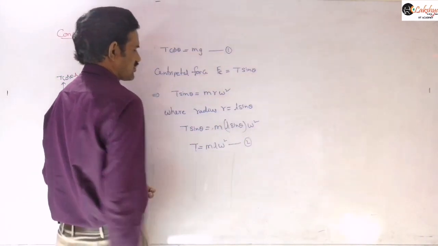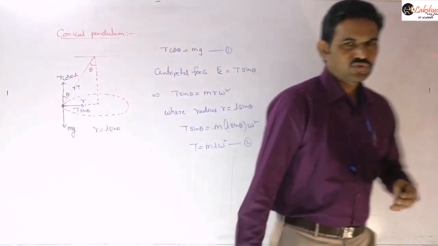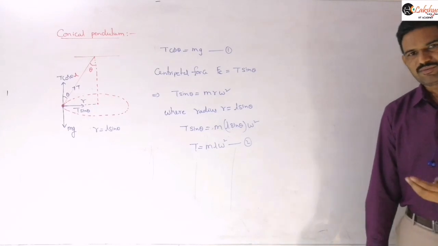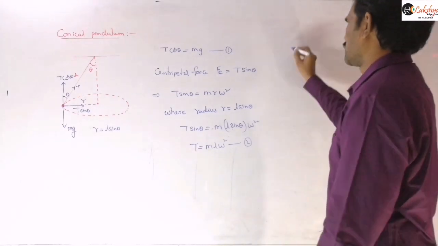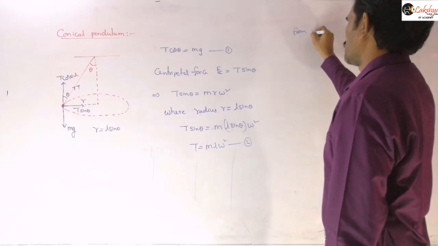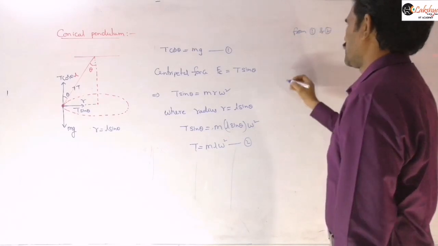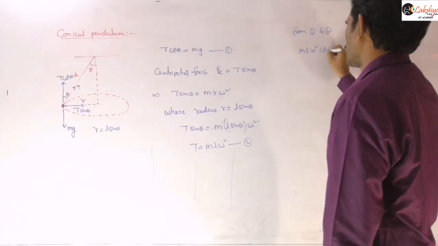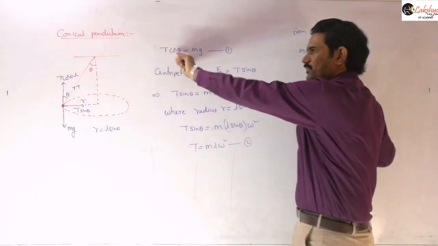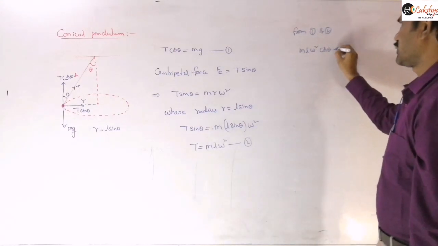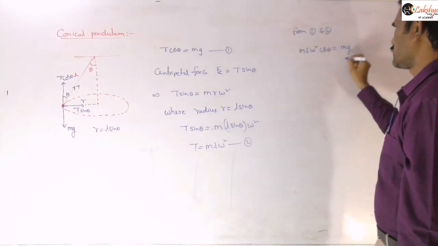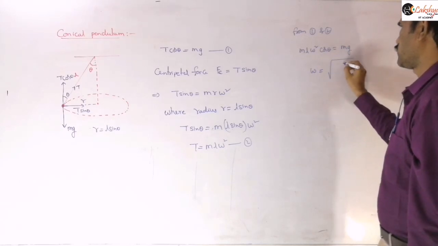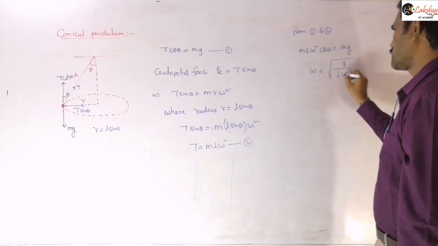Now let us take this equation 2. That equation 2 you can substitute in equation 1, and from that you can find the omega value, or from that you can find the time period. So from equations 1 and 2, m L omega square into cos theta, I am substituting this T value here. So m L omega square cos theta is equal to mg, and from this omega is equal to under root of g by L cos theta.